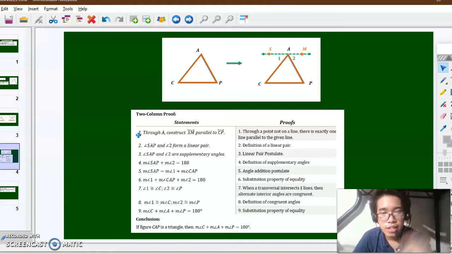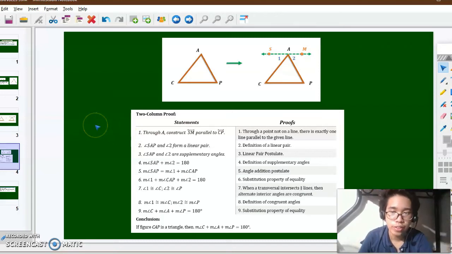So you provide a statement and then you provide the proof for that. And then you have angle SAP and angle 2 are supplementary angles since they are linear pairs. And then for number 4, we have the measurement of angle SAP plus the measurement of angle 2 is 180 degrees. So that's the definition of a supplementary angle.